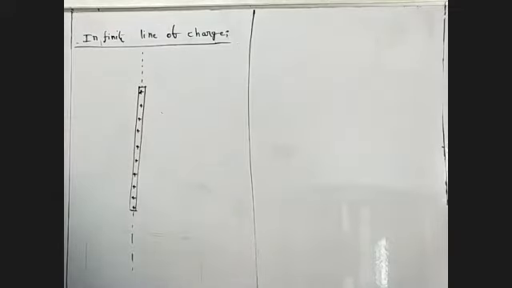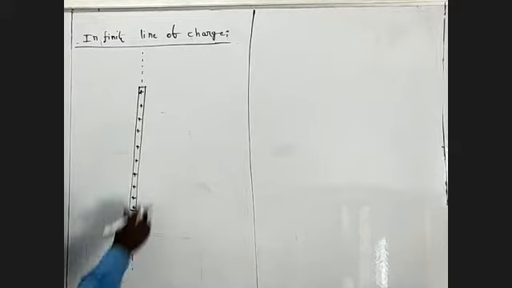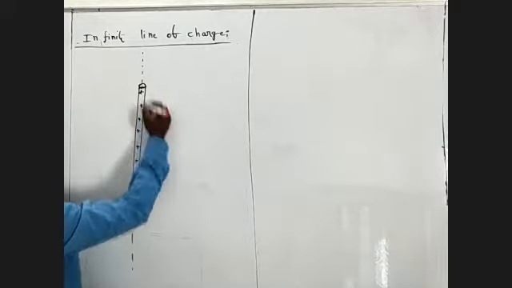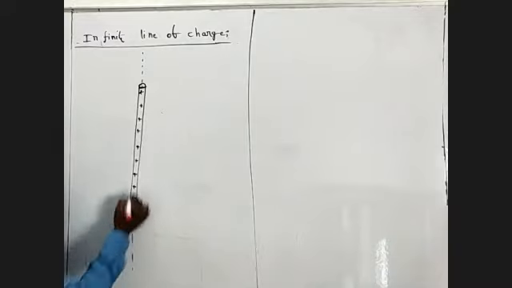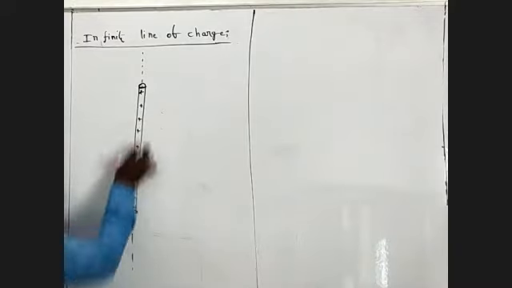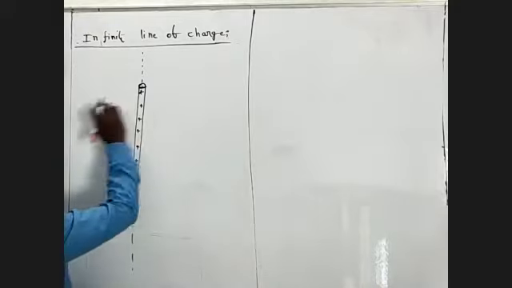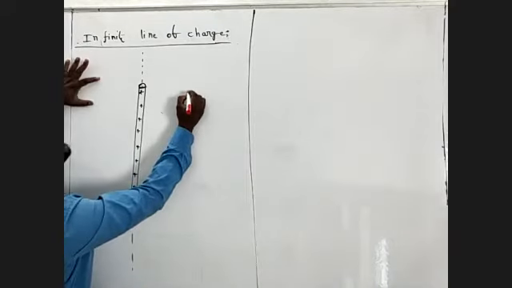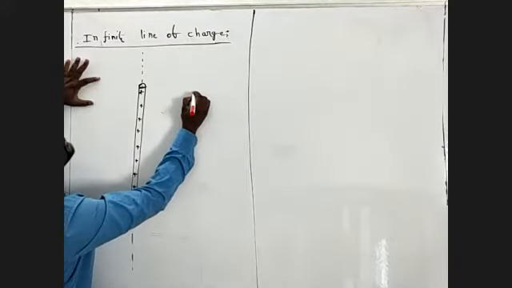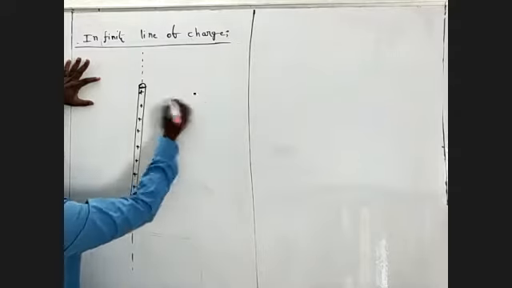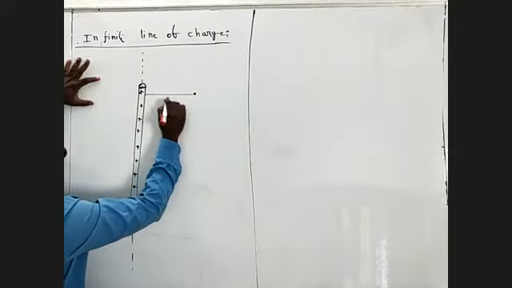Now, first we consider the Gaussian surface. We consider the Gaussian surface to be cylindrical. Suppose, for example, at this place, I'm taking a point. From here to here, the distance is r.